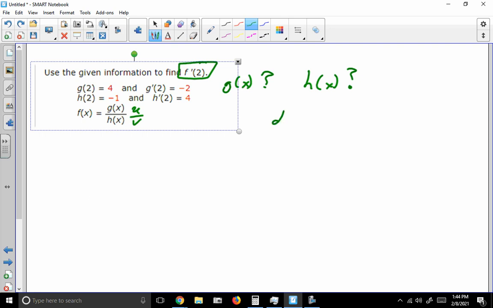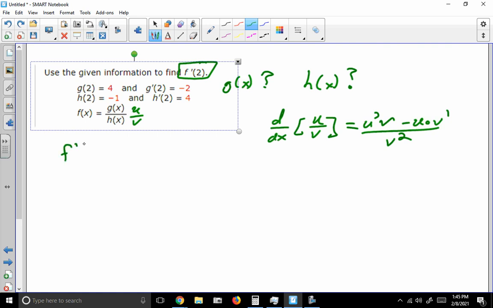Well, the derivative of a quotient, if we have something over something, assuming that this is not just a constant on bottom, is the derivative of the top times the bottom minus the top times the derivative of the bottom over the bottom squared.